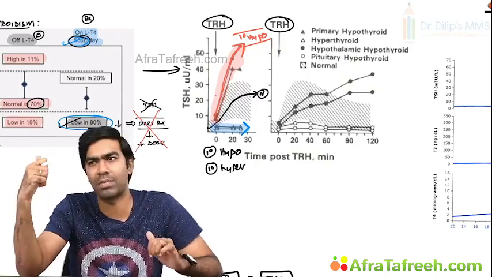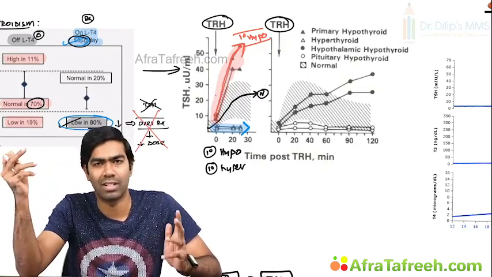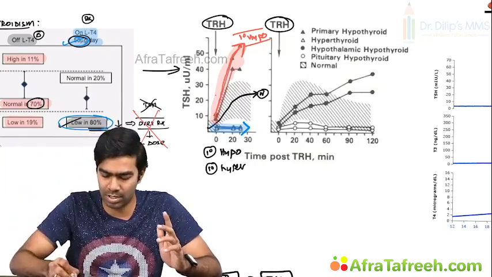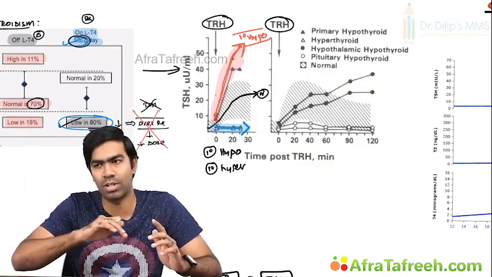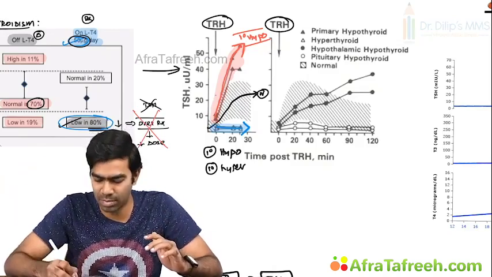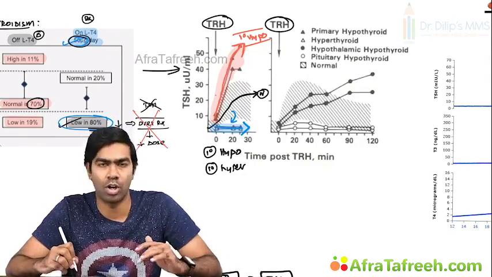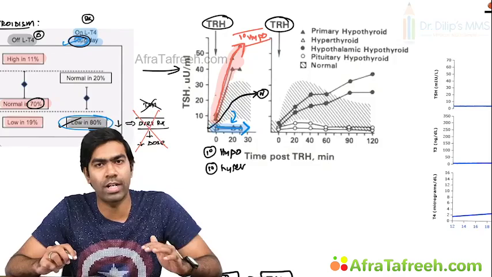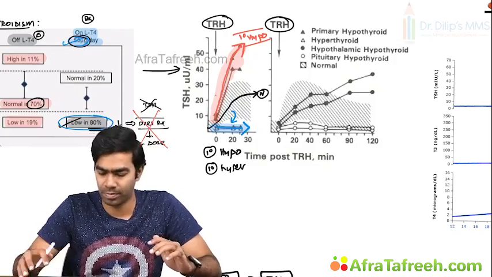Even if you stimulate the suppressed pituitary by TRH, it doesn't get that much stimulated, so the TSH will not be released that much, so it remains at the baseline only. It's much lesser compared to that of the normal curve. So this is what you are going to get in a primary hyperthyroidism.